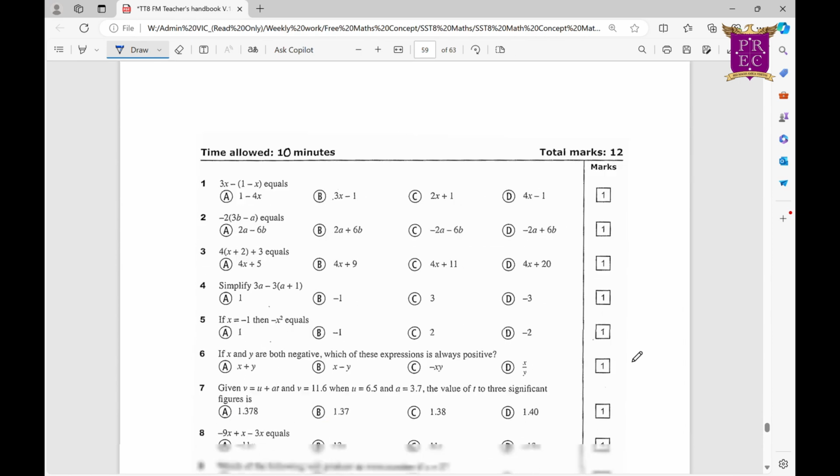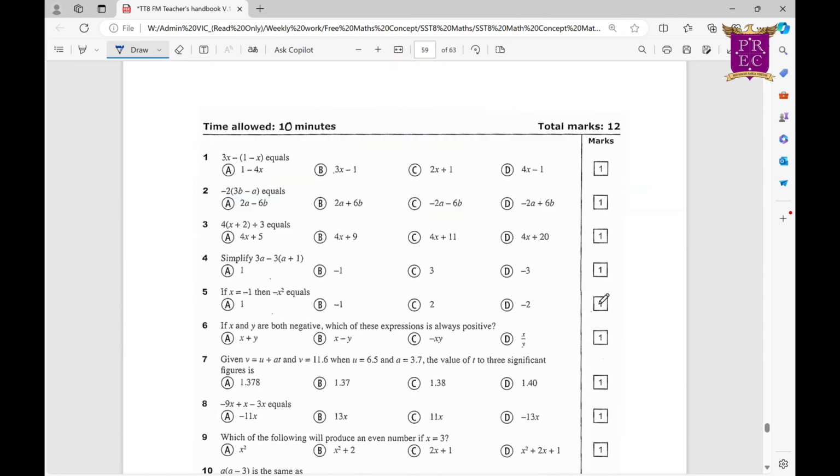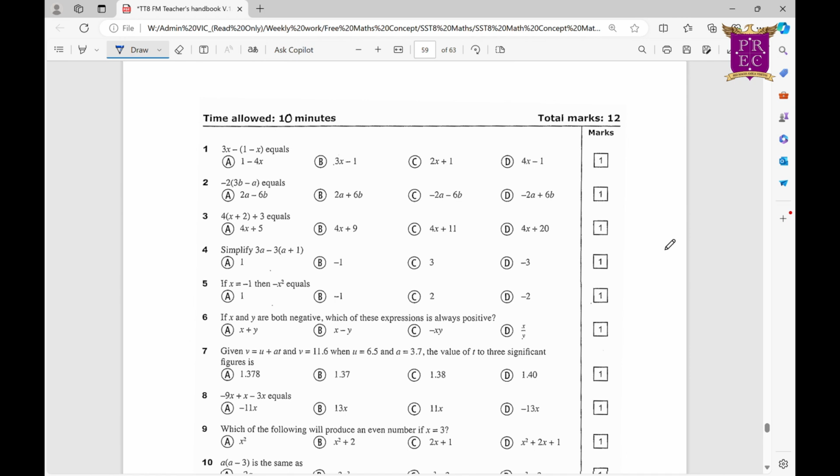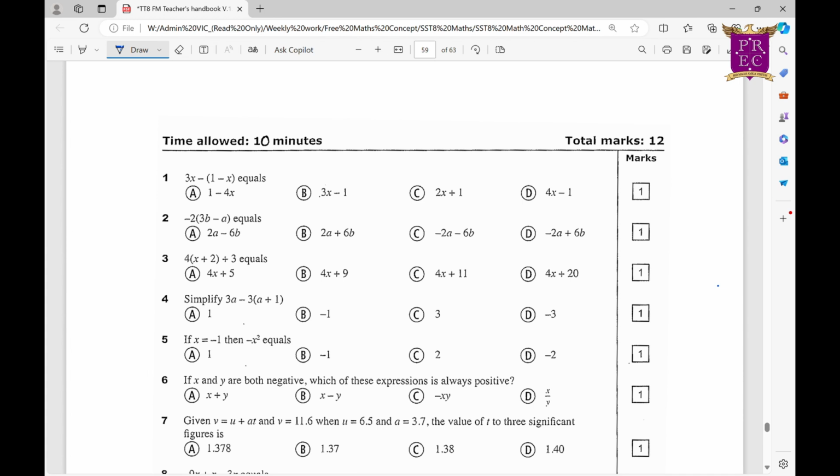Okay, moving on to part 2 of worksheet 1. Let's start off with question 1. So you may notice that it asks you to first expand and then simplify, or add all the like terms together.